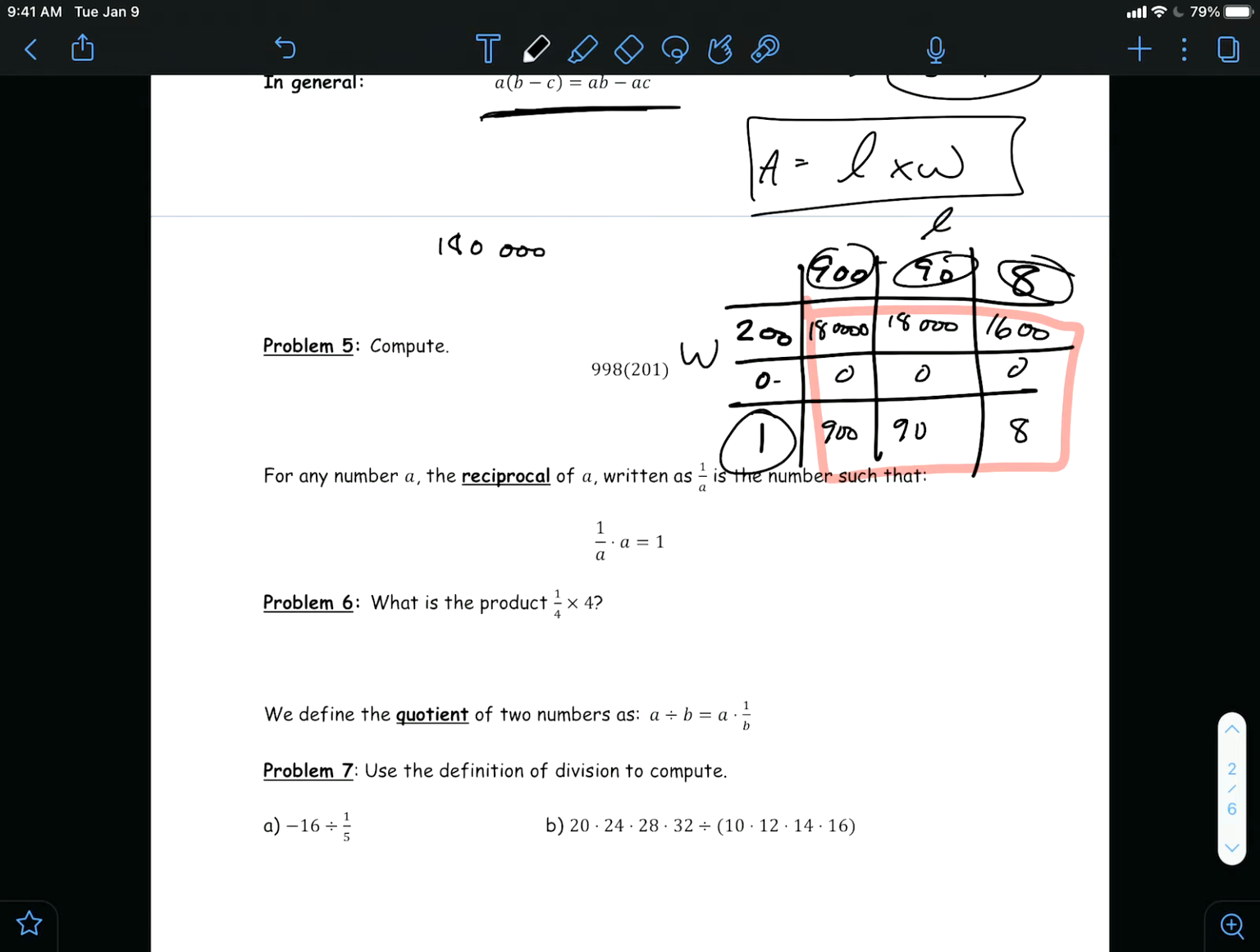180,000 plus 18,000 plus 1,600 plus 900 plus 90 plus 8. Add it all up. 8, 9. 9 and 6, so make 15, carry the 1. 8 and 2, make 20, carry the 2. And there's a 2 and 8 makes 10, 11, carry the 1, there you go.